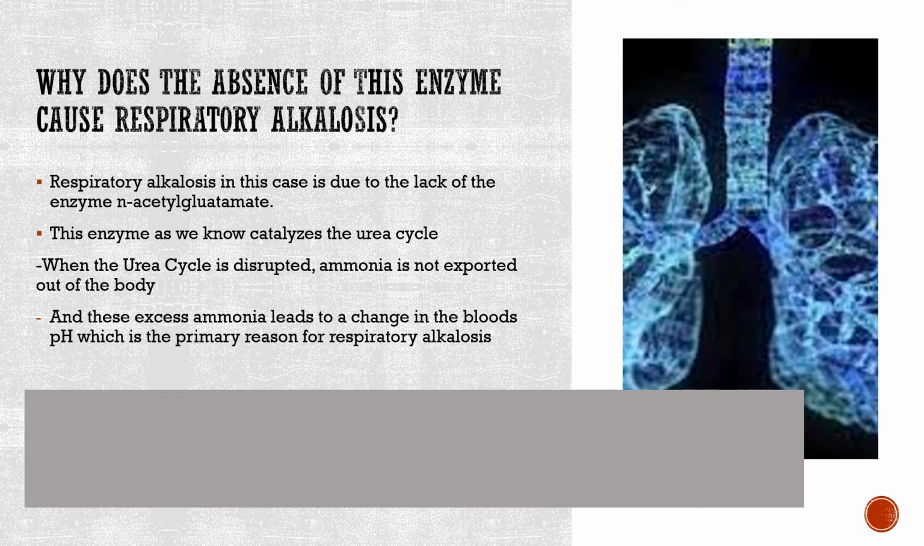We know that respiratory alkalosis in this case is due to the lack of the enzyme, which I cannot pronounce again. And this enzyme, as we know, catalyzes the first step of the urea cycle. When the cycle is disrupted, ammonia is not exported out of the body. It doesn't get rid of it, it stays in the body and causes all these symptoms. And this excess ammonia leads to a change in the blood's pH levels, which is the primary reason for respiratory alkalosis. So we start seeing all of these tied together, and now we want to bring it together.